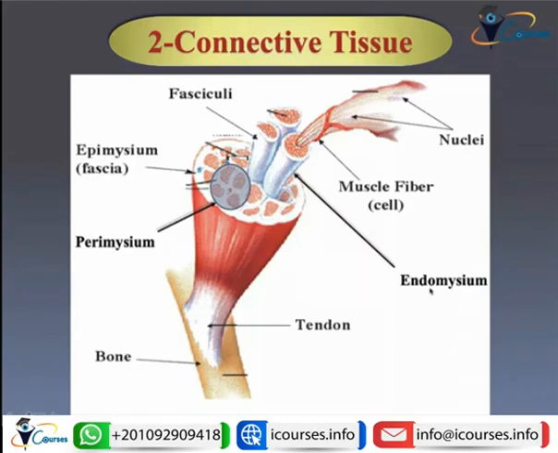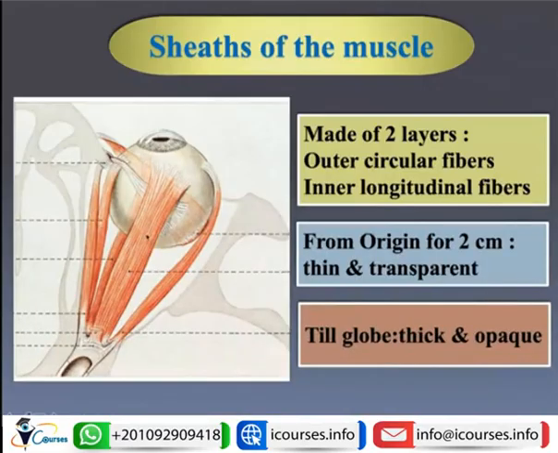Again, the endomysium will enclose a single muscle fiber, while the perimysium will enclose several muscle fibers. Finally, we have the epimysium, which is the connective tissue sheath that will enclose the whole muscle. The sheath of the muscle is different in structure from posterior to anterior. From its origin until 2 centimeters, the sheath of the muscle will be thin and transparent, while from this point to the globe, it will be thick and opaque.